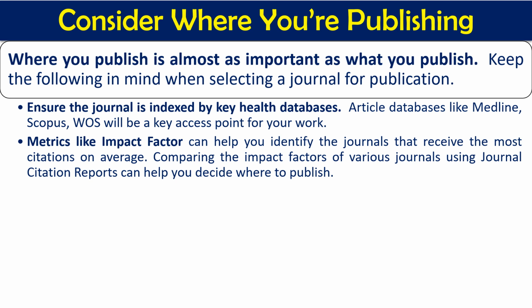Then the second important point when you are going to select a journal is metrics like impact factor and SJR value, which can help you to identify which journal is good and which journal is not as good as you want. So according to the different metrics you can select your journal. Comparing the impact factor of various journals using Journal Citation Reports can also help you to decide where to publish.